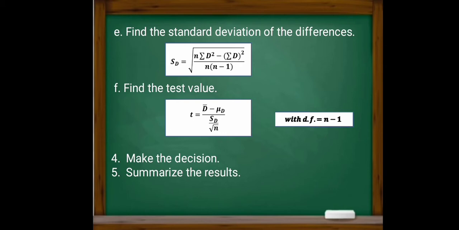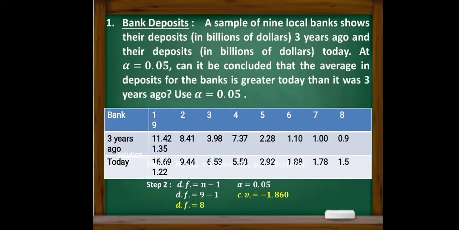Since you have computed your test value, let's proceed to step 4. Make the decision whether you have to reject or accept your claim. Then for the last step, step 5, summarize the results.